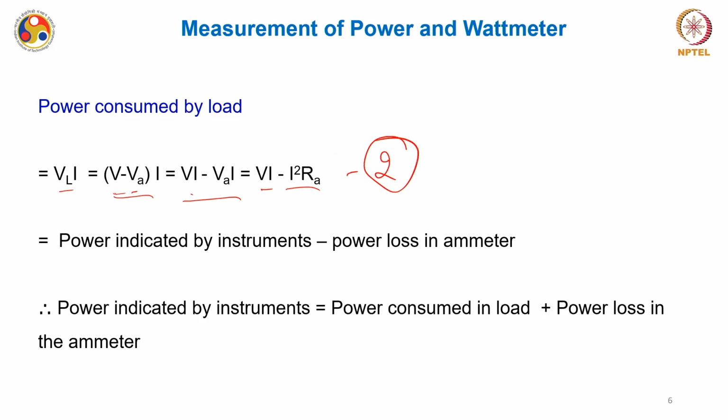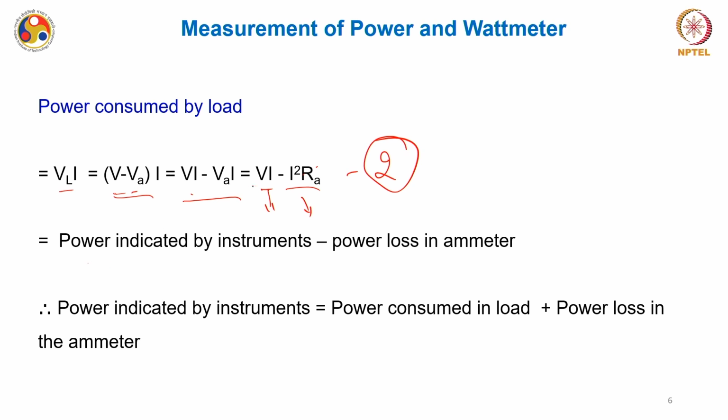Now, if I see this, what is VI and what is I square RA? This VI is the power indicated by the instrument, and this I square RA is the power loss in the ammeter.